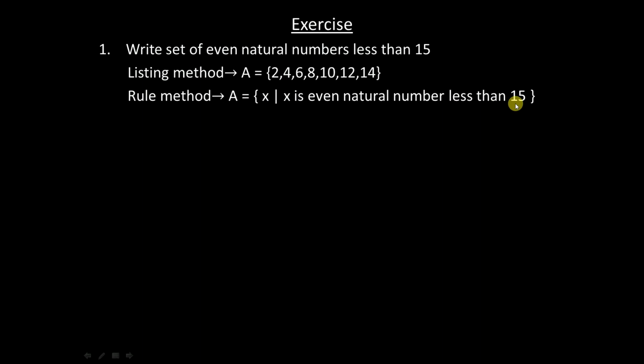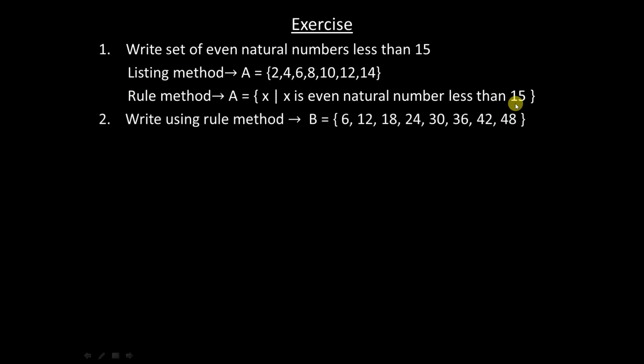Now let us look at the second question. The first question was very simple. Write using the rule method B is equal to 6, 12, 18, 24, 30, 36, 42, 48. Now if you look carefully at the numbers, these are nothing but the multiples of 6. This is 2 times 6, this is 3 times 6, this is 4 times 6. So basically these are the multiples of 6.